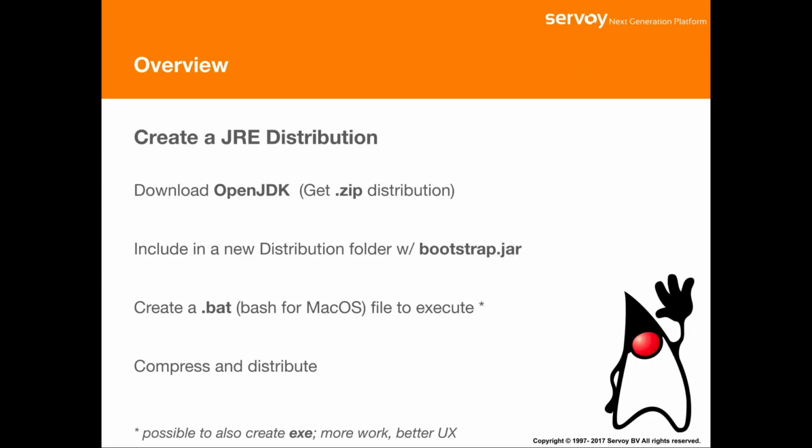So the next demo was about creating a JRE distribution. You can get any version from OpenJDK, get the zip distribution, not the installer, and all you got to do is pull that out and put it in your own sort of distribution folder sitting right next to bootstrap.jar. And then the last step is to create a bat file.